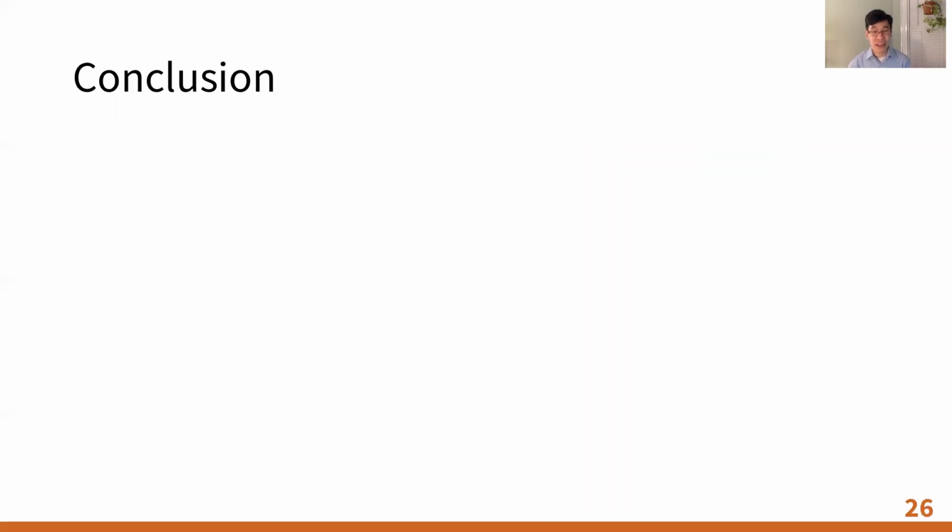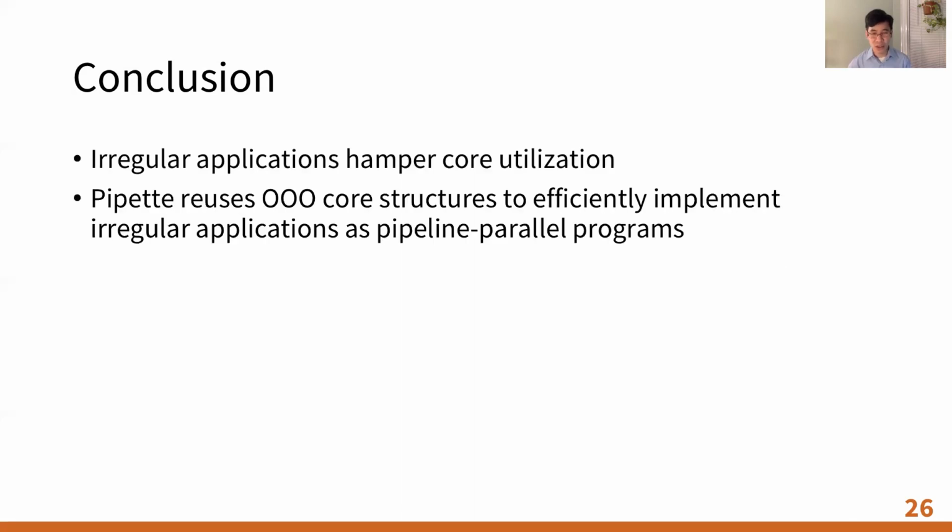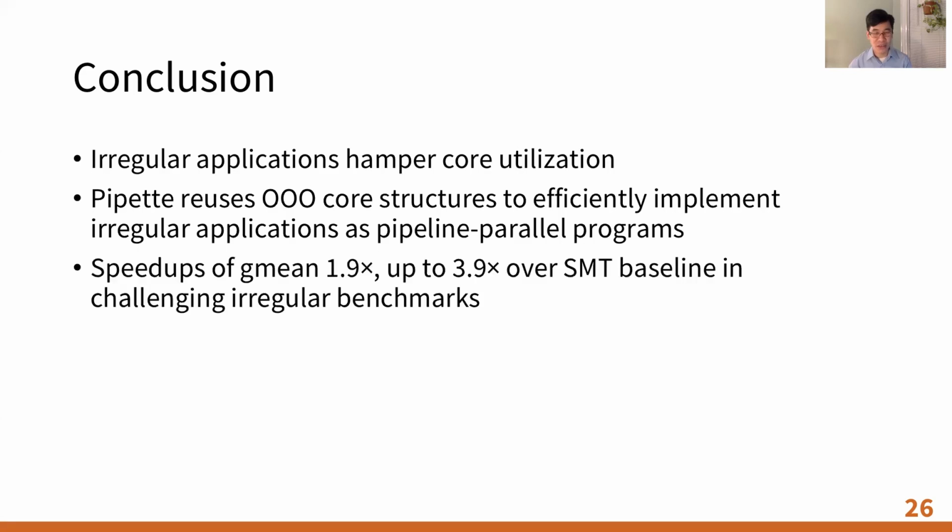In conclusion, we showed that irregular applications hamper core utilization. Our technique Pipette reuses out-of-order core structures to efficiently implement irregular applications as pipeline parallel programs running on a single multi-threaded core. We achieve speedups of gmean 1.9x and up to 3.9x over the S&T baseline in several challenging irregular benchmarks.